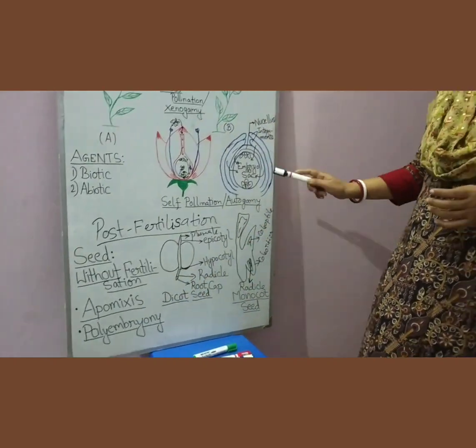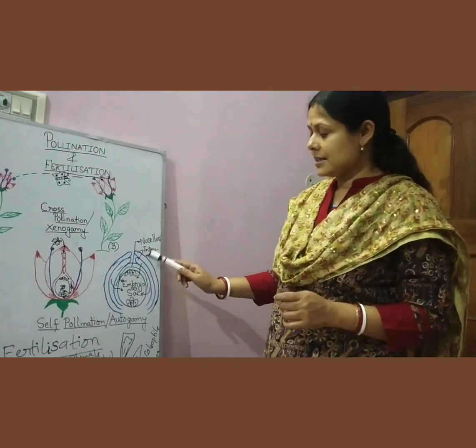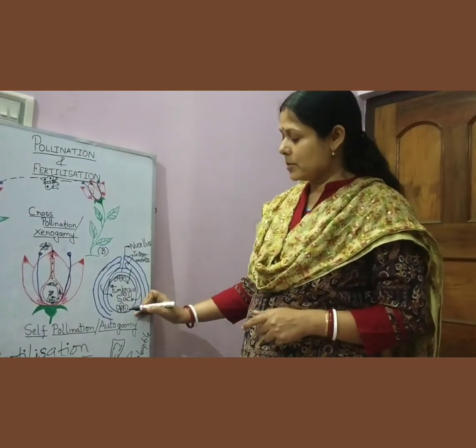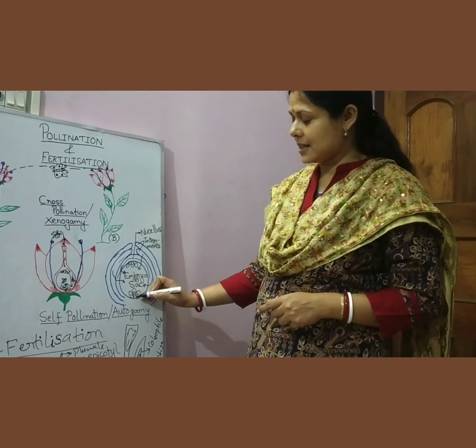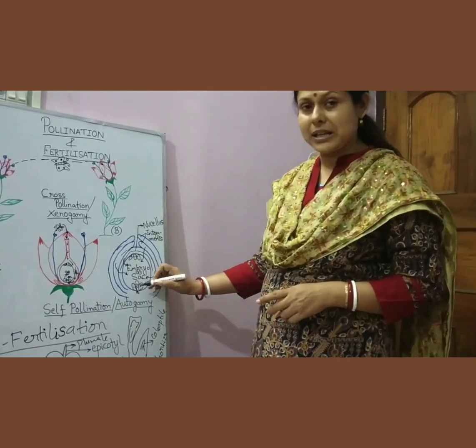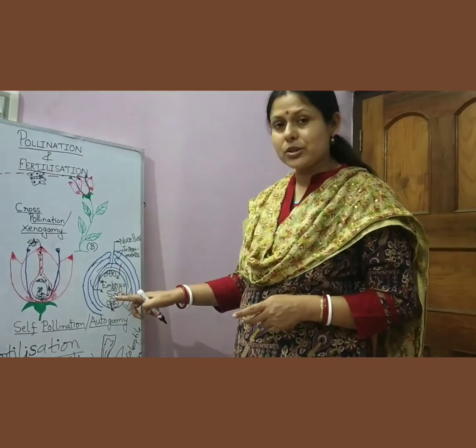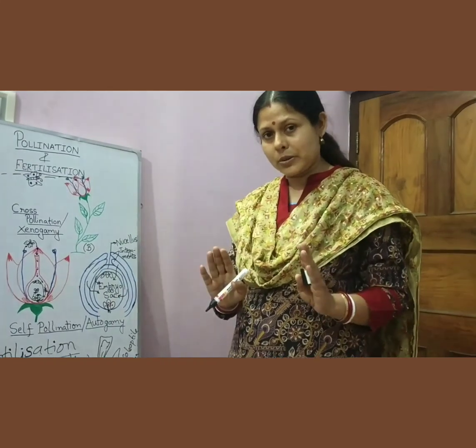Now let us look into this embryo sac. This is a typical dicot embryo sac. Inside this, as a result of normal sexual reproduction, this is the egg cell. When the pollen tube comes here and one of the male gametes fuses with it, fertilization takes place, resulting in the formation of one embryo. That is a natural process, isn't it?